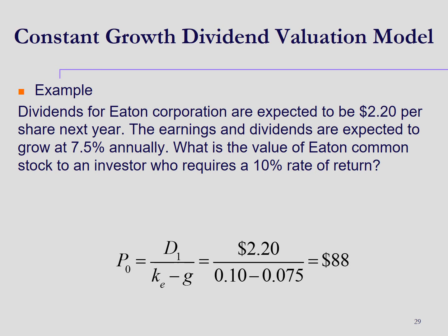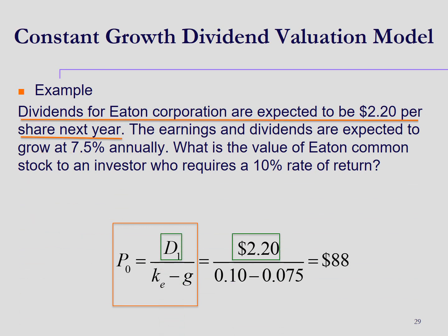Practice problem. This is a constant growth case, so we apply the constant growth dividend valuation model to solve the share price. We have the expected dividend next period, $2.20. We have the required rate of return, 10%. We have the constant dividend growth rate, 7.5%.